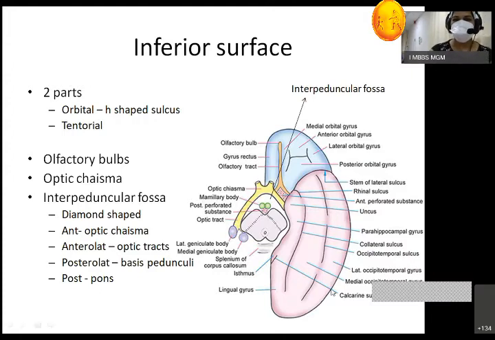Now this is the inferior surface. On the inferior surface, the front will be the orbital surface, while the back will be the tentorial surface, as it is related to the tentorium cerebelli. The orbital surface is easy. It will have an H-shaped sulcus which divides it into 4 gyri. Now there is the olfactory bulb and olfactory tract, and there is an optic chiasma. So the olfactory tract is related to the olfactory nerve, while the optic chiasma is related to the optic nerve.